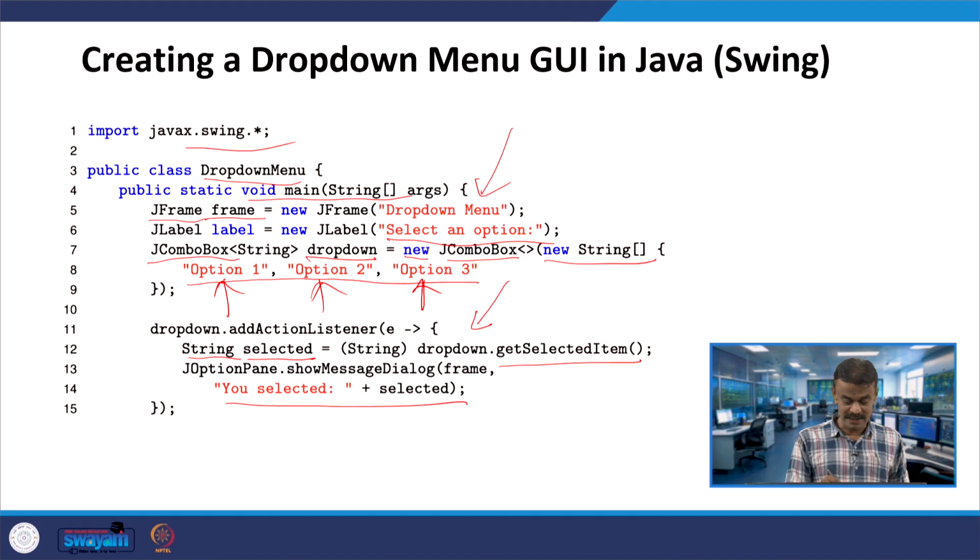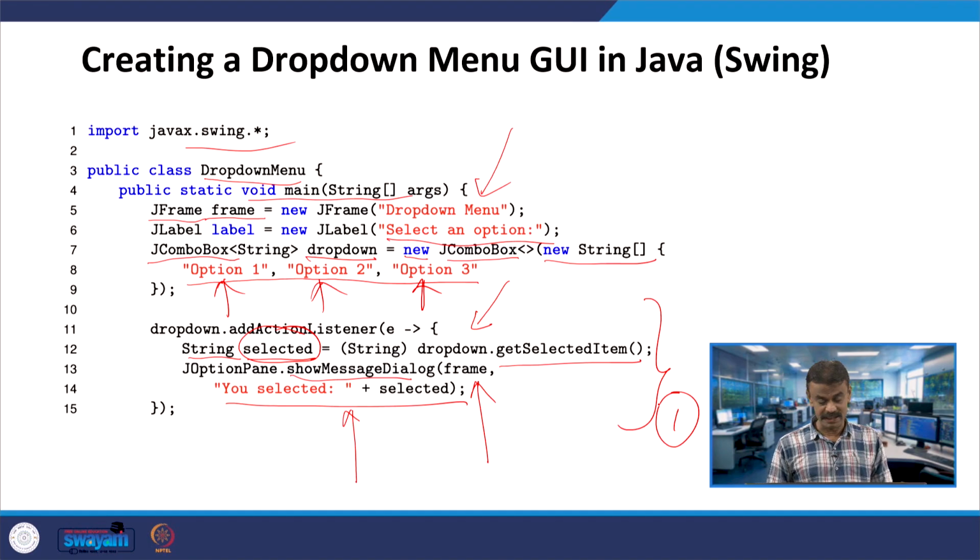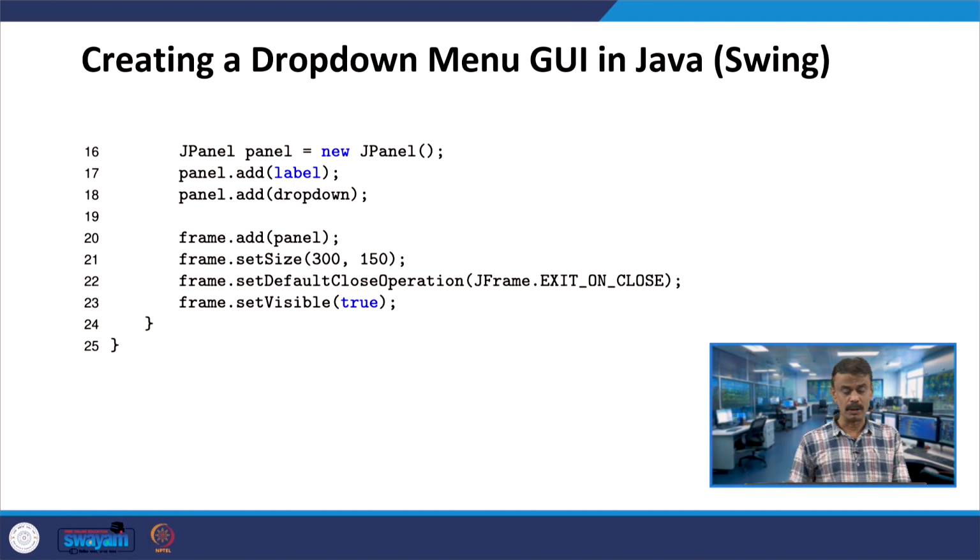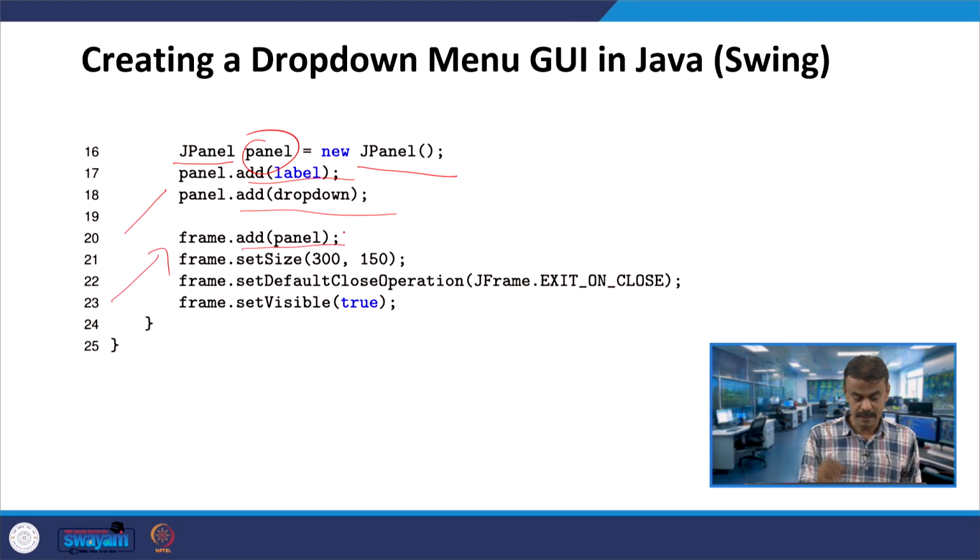How does this work? The show message dialog will be invoked. You are passing the frame, and then this has to be printed, with selected already there. Assume that I have selected option 2. JOptionPane will invoke this show message dialog. This is your lambda expression; lines 11 to 15 form one lambda expression. Then as usual panel is an object under the class JPanel. Here you have the default constructor, the panel is invoking add label and add drop down, and the frame is adding the panel.